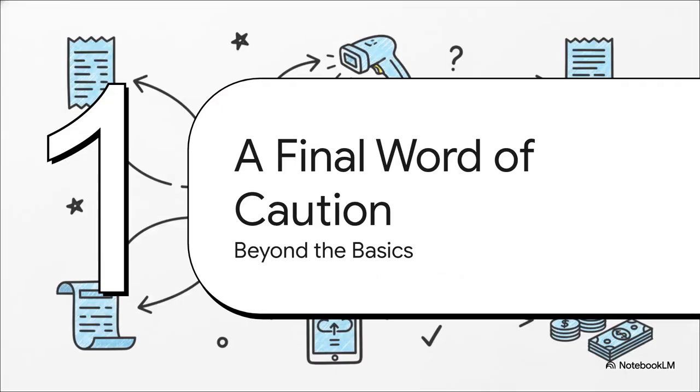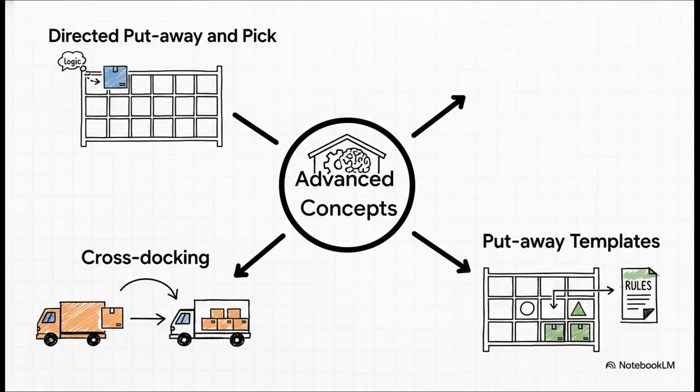Okay, before we wrap this up, I've got one last, really important piece of advice that comes straight from the source, plus a quick peek at what comes next. You know, it's worth pointing out that once you step into these more advanced warehouse methods, you unlock some seriously cool new tools. You can start using things like directed put away and pick, where the system actually tells your workers the best place to store an item. Or even cross-docking, which is amazing. That's when goods come off the receiving truck and go straight onto the shipping truck without ever being stored.